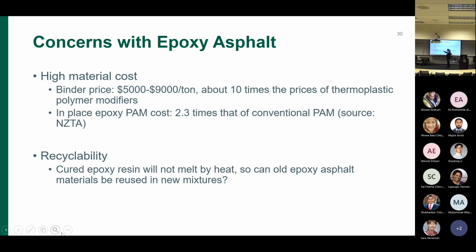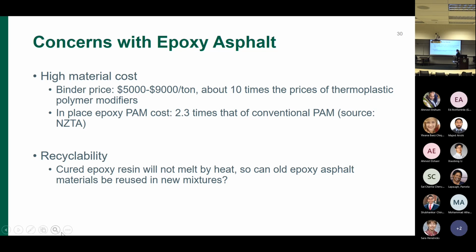is the recyclability. This is a bigger concern now because of the depletion of good pavement construction materials, and we want to reuse pavement material as much as possible, and this has become a common practice. Right? We have been using reclaimed asphalt pavement materials very widely in all the states in the United States and in many other countries.